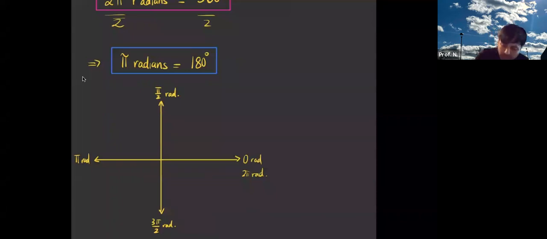Okay, so then what do I know? I know pi over 2 radians equals 90 degrees. 3 pi over 2 radians equals 270 degrees, and so on and so forth.